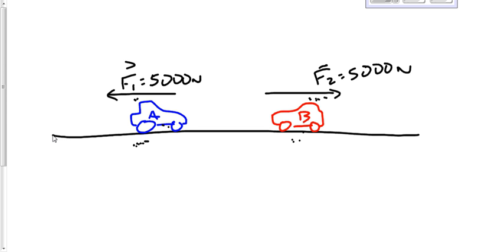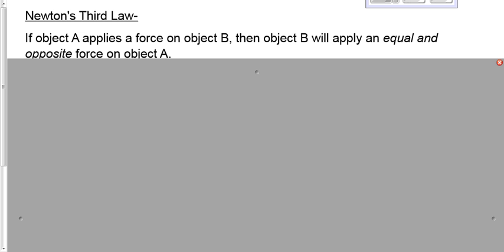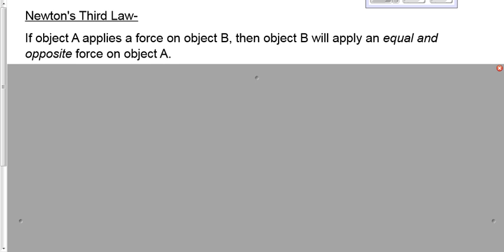If I just say for every action there's an equal and opposite reaction, it often leads to that first problem that we had, there is no net force. But we forgot, when we stated it that way, that we're acting on two different objects. Therefore, there is a net force on both of the objects, and they'll both accelerate. So we're going to state it this way. If object A applies a force on object B, then object B will apply an equal and opposite force on object A.